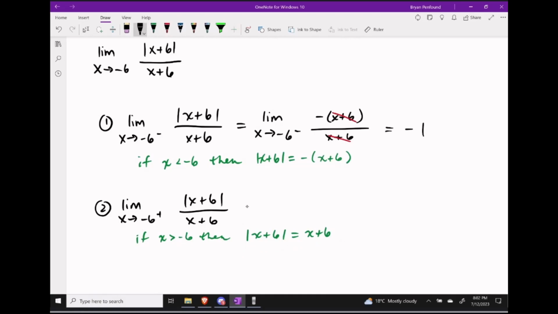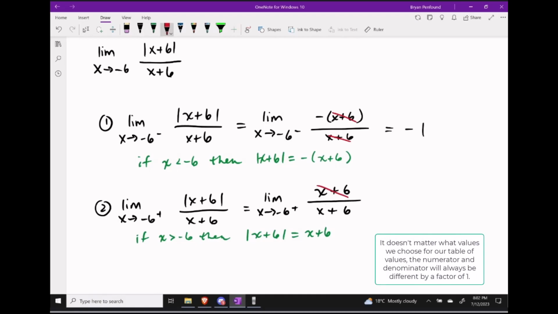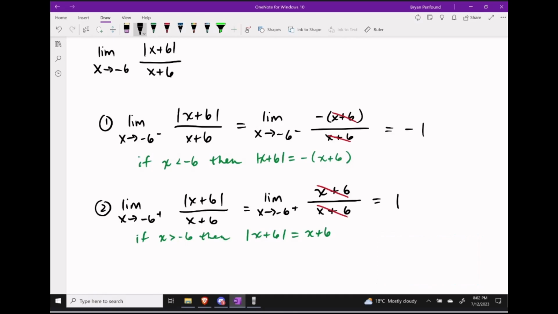So what does this mean for our algebra? This means that we should be able to take our original limit as x approaches -6, but from the right-hand side, get rid of that absolute value and actually replace it with x plus 6 without the absolute value. And now I can see that the numerator and denominator are actually the same factor. We can cancel that out and note that our limit here should tend towards the number 1.